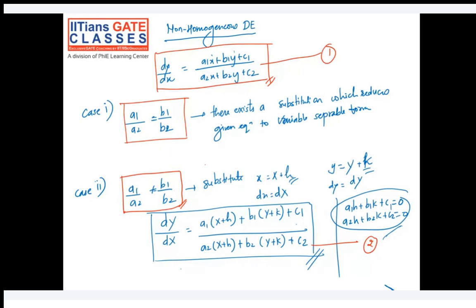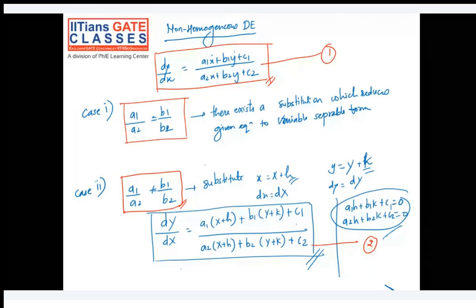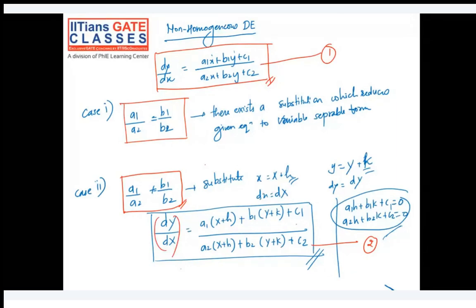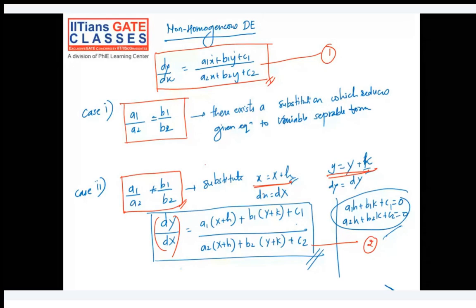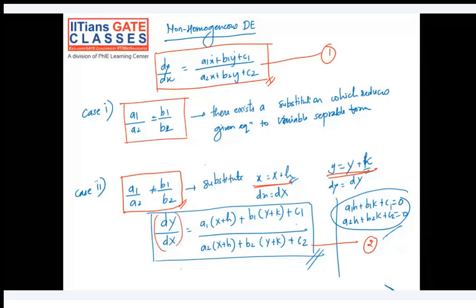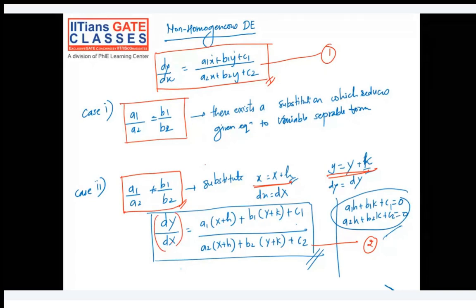So differentiation of Y with respect to X now is capital, okay? Because if you take the derivative of this, x is equal to X plus H and y is equal to Y plus K, you will end up with d of small x equal to d of capital X and d of small y equal to d of capital Y. So the differentiation in equation number 2 is dY by dX, where x and y are capital. And now I'm just replacing the x and y with x plus h and y plus k respectively. Yeah, so that is the first part.